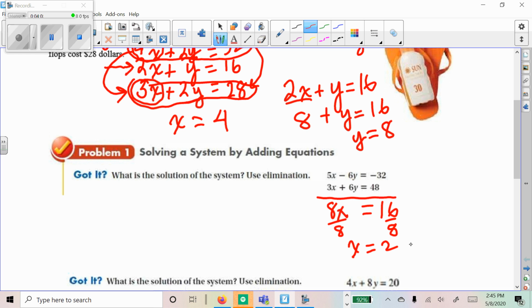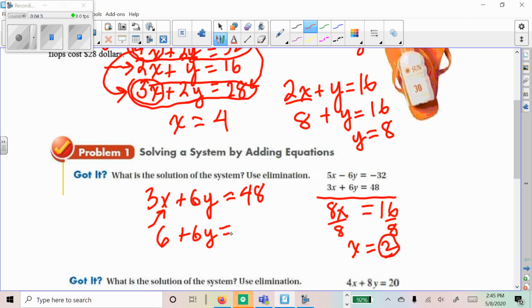One thing that's a little bit harder in this system is going back to figure out what y equals. You have to use one of the equations. It doesn't really matter which one you use. I just pick whichever one I think looks simpler. And this one looks simpler to me because it's all positive numbers. There are no negatives. So I know that x is 2. I'm going to do a little substitution, put 2 where the x is. That's 3 times 2, which is 6. Now I just have to figure out what y is. I'm going to do 48 minus 6, which is 42, and then divide that by 6, and that gives me 7. So my answer is (2, 7).